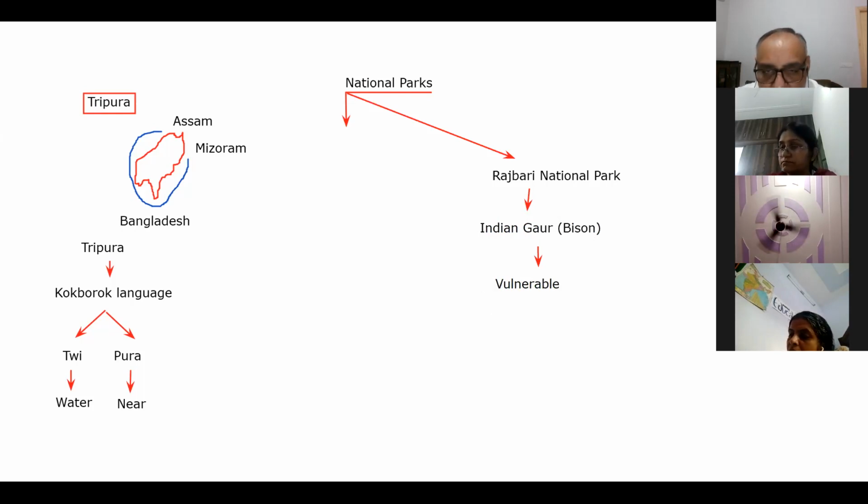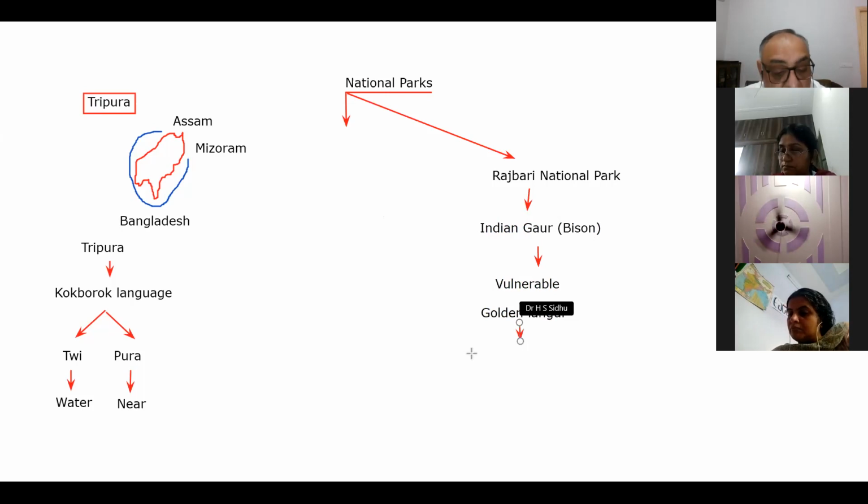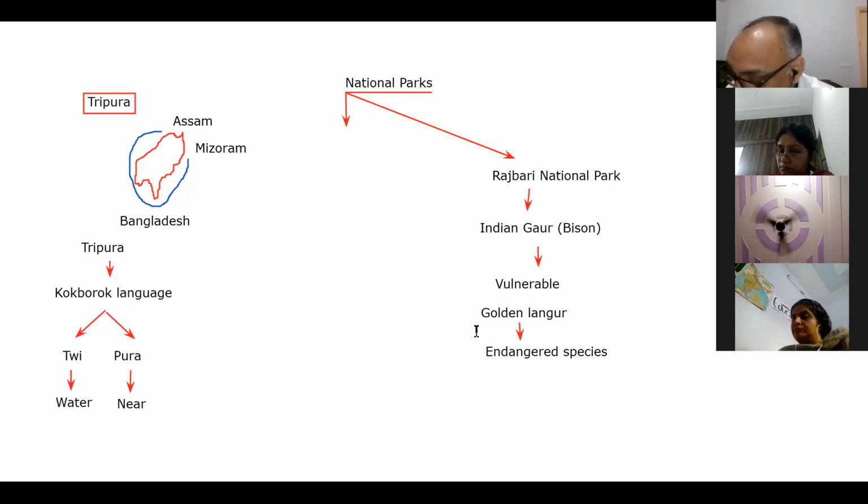And apart from that, second, it is a habitat of the golden langur also. So the golden langur is an endangered species. ये खतरे में है, right? Indian gaur से ज़्यादा खतरा है, endangered species. So this comes there, right?